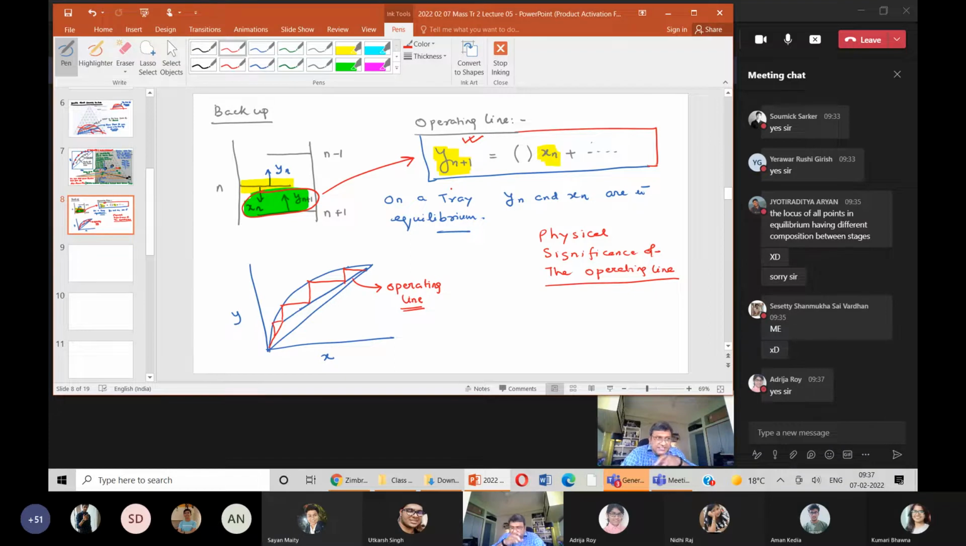This is, I understand, I was clear talking to three of your friends that you have never tried to understand an operating line from this perspective. Is it clear? So operating line is just not like an operator goes and draws a line. It is a line with huge significance. So please do understand that a tie line gives the composition on a stage, and an operating line gives the interrelation between the compositions between two stages. Is it clear?